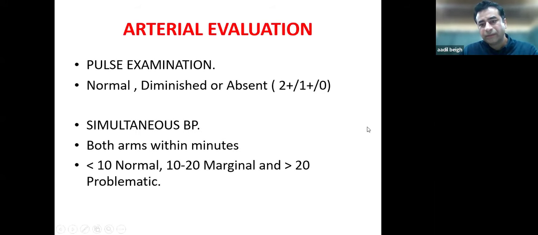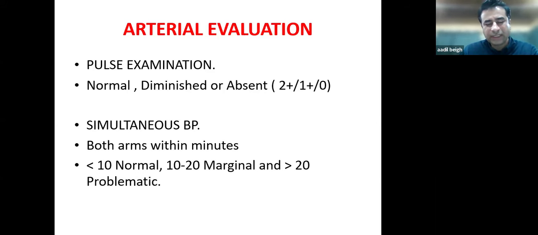So prior to the access creation, we should go for the arterial evaluation. This is very, very important. You have to see the arteries: radial artery, ulnar artery, brachial artery. This is the normal, this is 2 plus, this is a bounding pulse, this is diminished pulse, and there is no pulse. If there is no pulse or a diminished pulse, you will evaluate accordingly, and if there's a normal pulse, no need to evaluate for that.